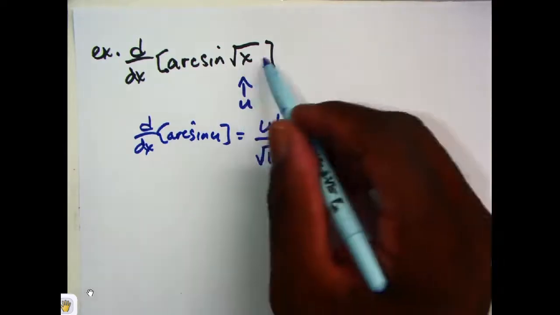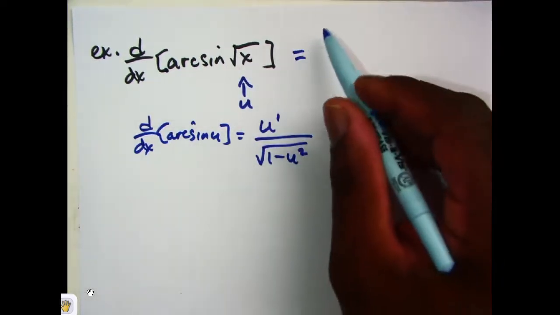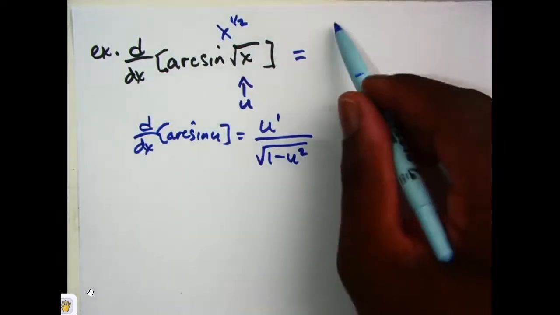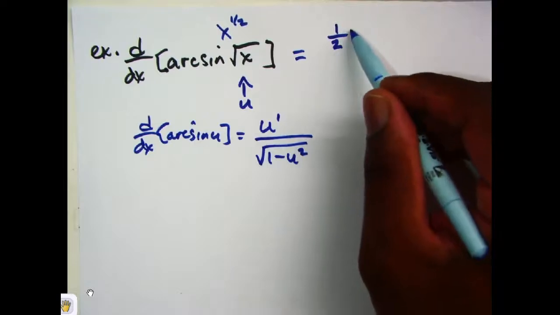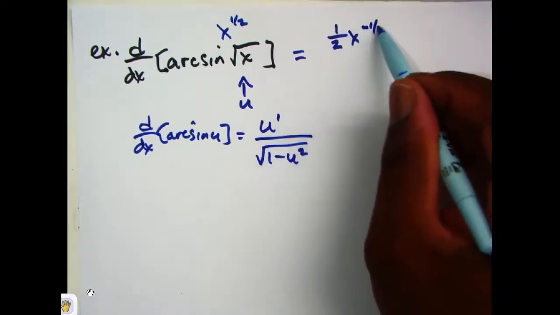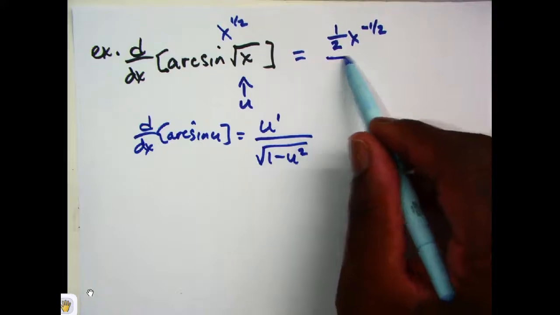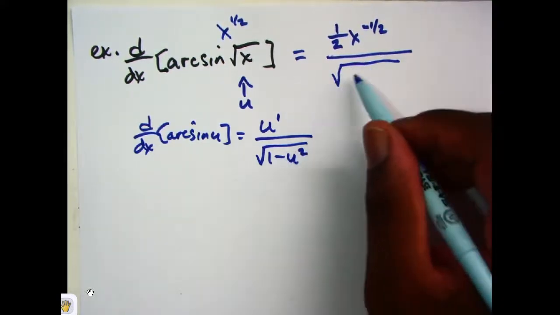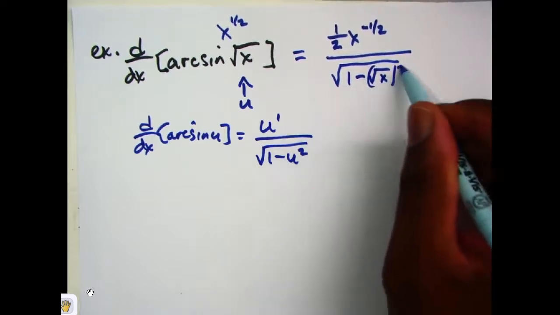Okay, so here, arcsine of square root of x. Well, we would need the derivative of the square root of x. So x to the 1/2. So that would be 1/2 x to the negative 1/2. Okay, so that's our u prime divided by the square root of 1 minus u squared, so it would be 1 minus the square root of x squared.